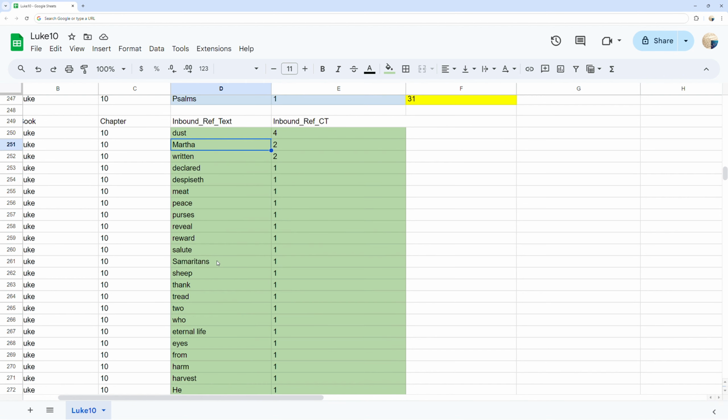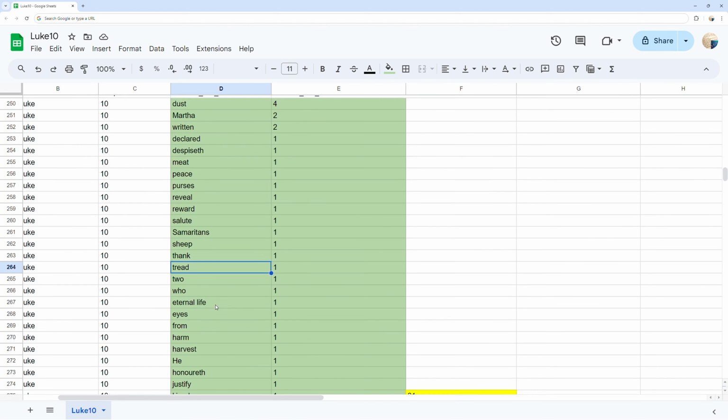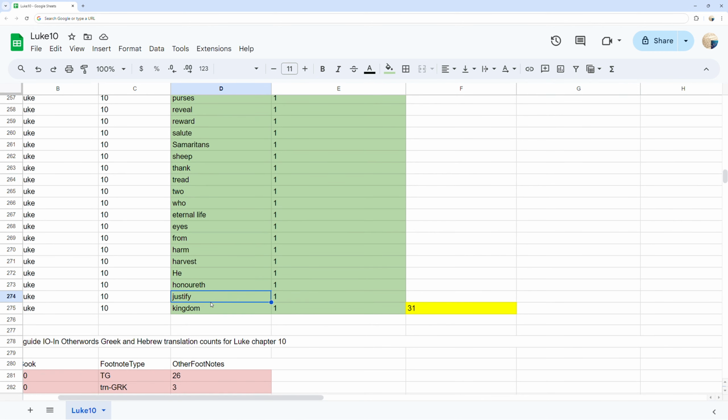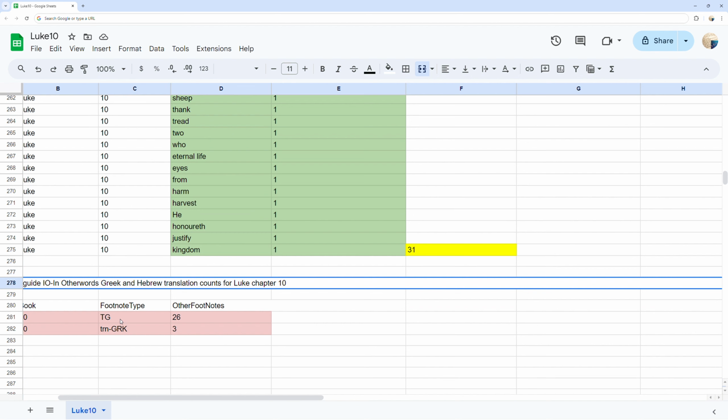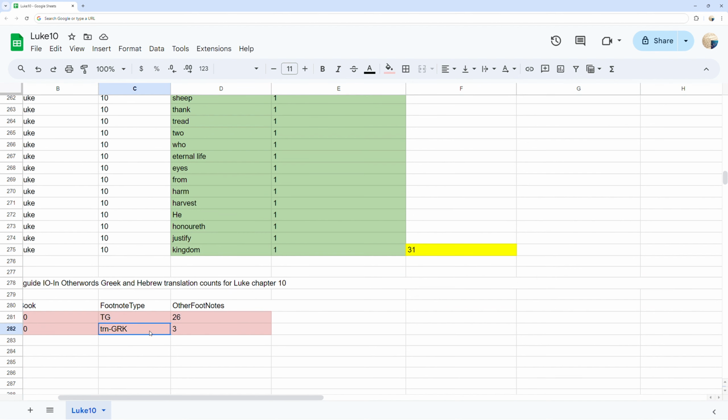Footnote definitions counts. You can see in red the footnote type and counts of topical guide with 26 counts as well as Greek translation at 3 counts found in Luke chapter 10.